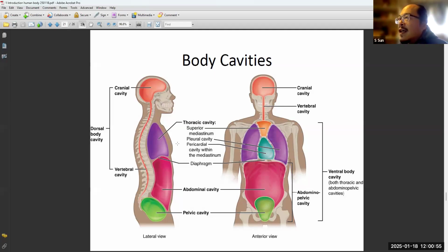And the thoracic cavity, where you have the lungs. In the thoracic cavity, you can also have a smaller region or compartment. We call it the superior mediastinum. And the lower portion here is called the pericardial cavity. So the whole thing here is the mediastinum, superior and the lower portion.